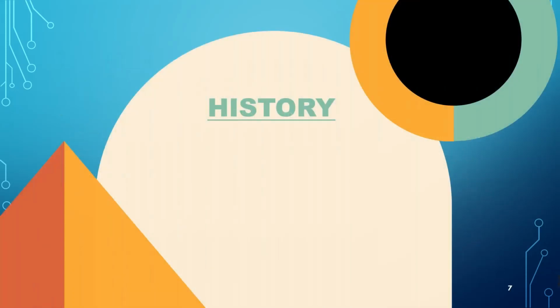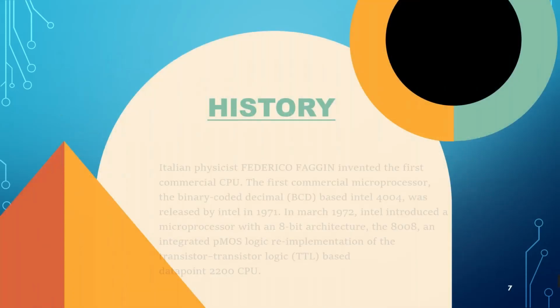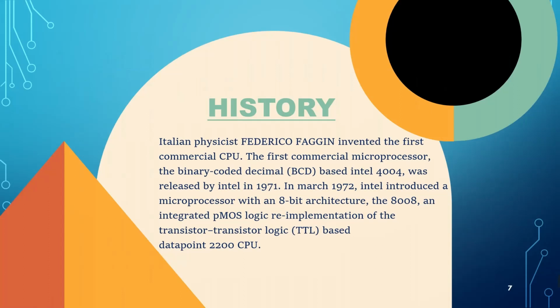Let's move to the next point: history. Italian physicist Federico invented the first commercial CPU, the first commercial microprocessor, the BCD-based Intel 4004. It was released by Intel in 1971.